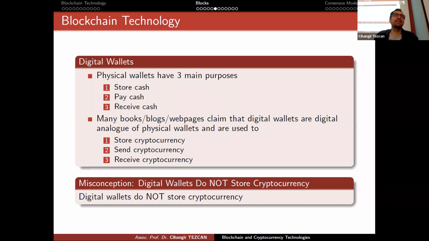Your cryptocurrency is not in your wallet. And since it is not in your wallet, you don't send or receive anything, okay? So this is very, very important. You might think that, in theory, it is like a physical wallet, but actually it is not, because once you say that it stores cryptocurrency, people start having misconceptions.